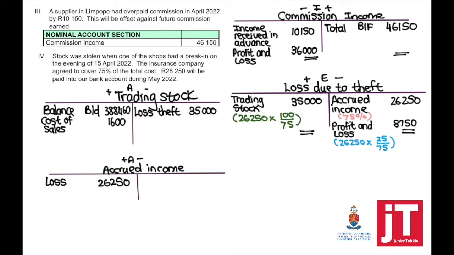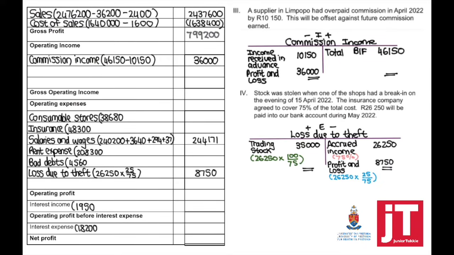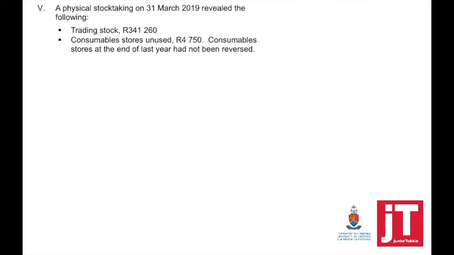Or you could have said 26,250 times 25 divided by 75. In our income statement, we're only going to show the loss due to theft. Your calculation in brackets, you could have just said times 25 divided by 75. That equals 8,750. Adjustment number 5. A physical stock taking on 31 March 2019 revealed the following.